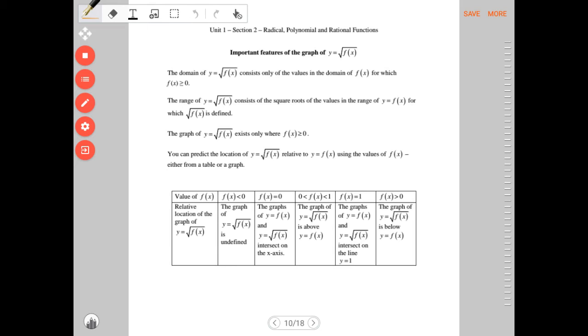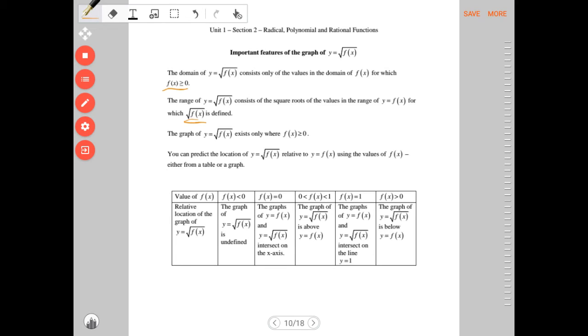So, important features of the graph y equals f of x. The domain of y equals root f of x consists of only values of the domain of f of x for which f of x is bigger than 0. The range of root f of x consists of the square roots of the values in the range of y equals f of x for which root f of x is defined.